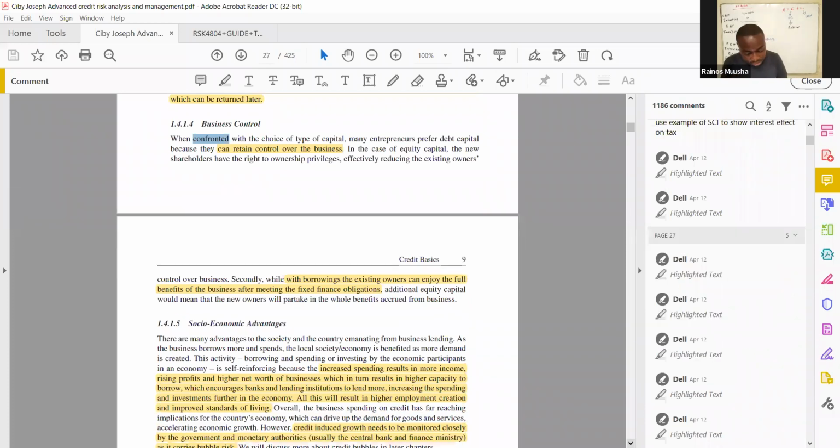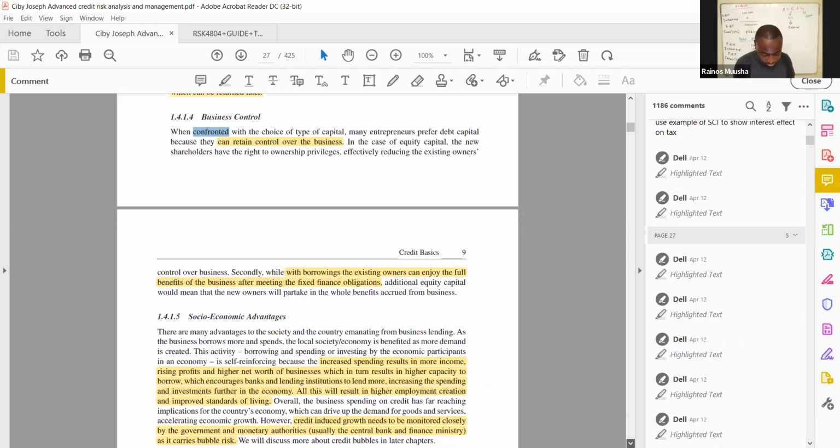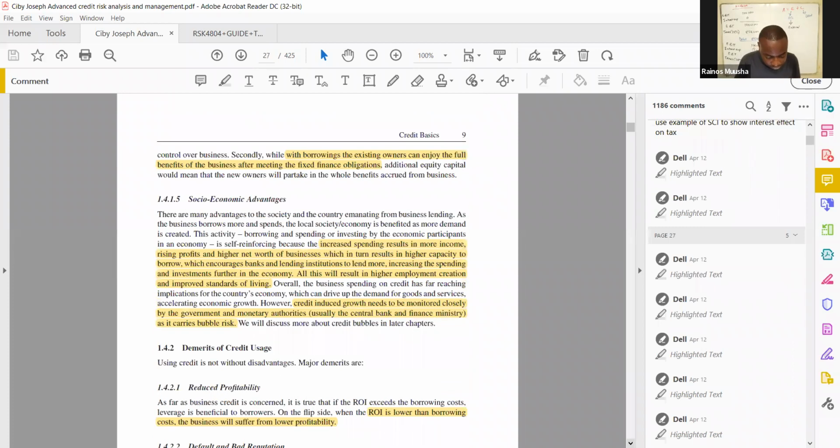Then the fifth one is the socio-economic advantage. And here they say, the increased spending results in more income, rising profits, and higher net worth of business, which in turn results in higher capacity to borrow, which encourages banks and lending institutions to lend more, increasing the spending and investments further in the economy. So all this will result in higher employment creation and improved standards of living.